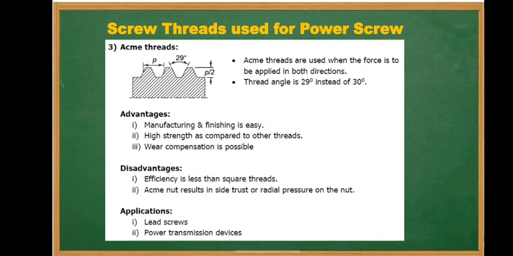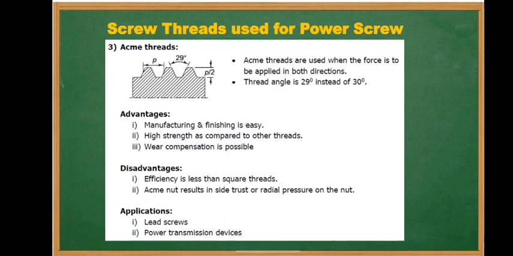Next is Acme threads. Acme threads are used when the force is to be applied in both directions. The thread angle is 29 degrees instead of 30 degrees. Advantages: manufacturing and machining is easy, high strength as compared to the other threads, wear compensation is possible. Disadvantages: efficiency is less than square threads. The Acme nut results in side thrust or radial pressure on the nut. Applications: lead screw, power transmission devices.